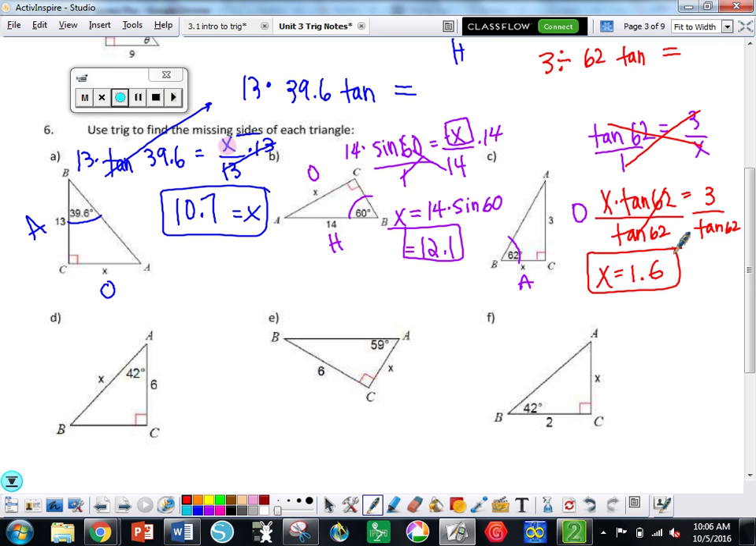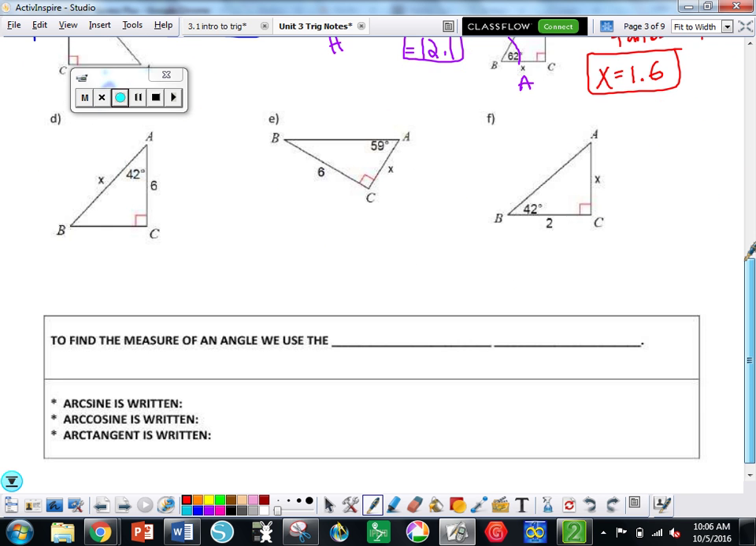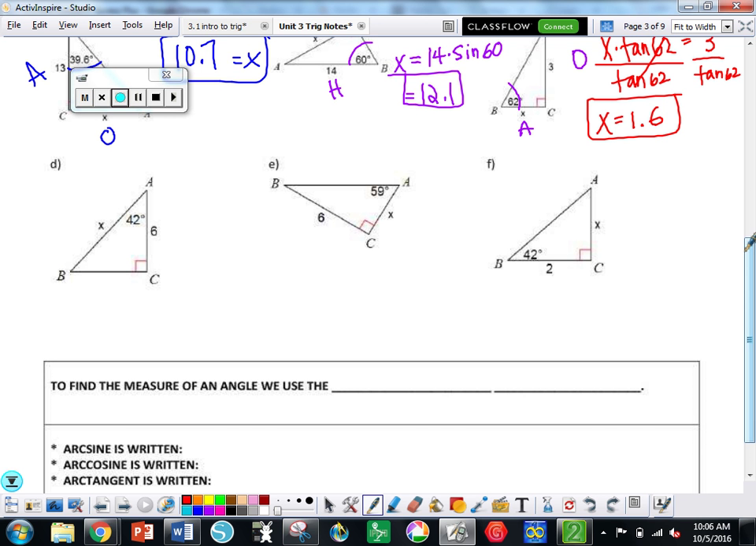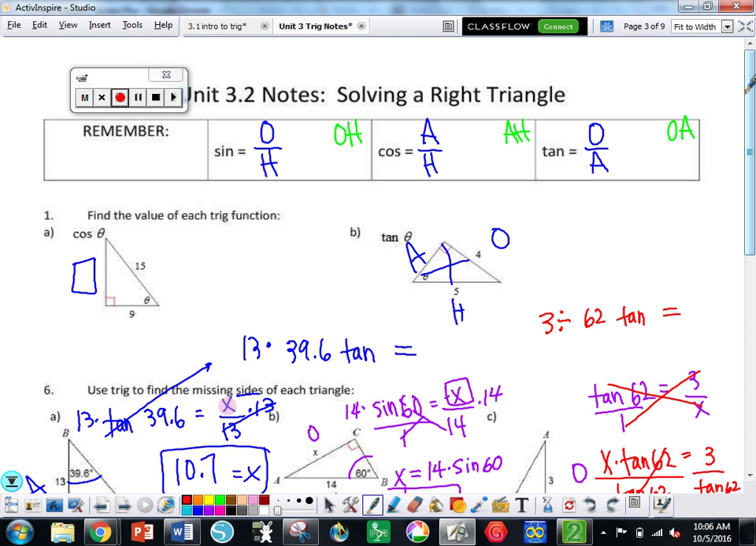Cosine, very good question. It's all based on what you're given. So like on problem D, it's based on the angle that you're given. And then how are the 6 and the x, where are they, their position with regards to the 42? Good. And then we go to our SOHCAHTOA. Which one of those uses A and H? Cosine, right? So that's how I know it's cosine. Cosine is the only one of the three that uses A and H.